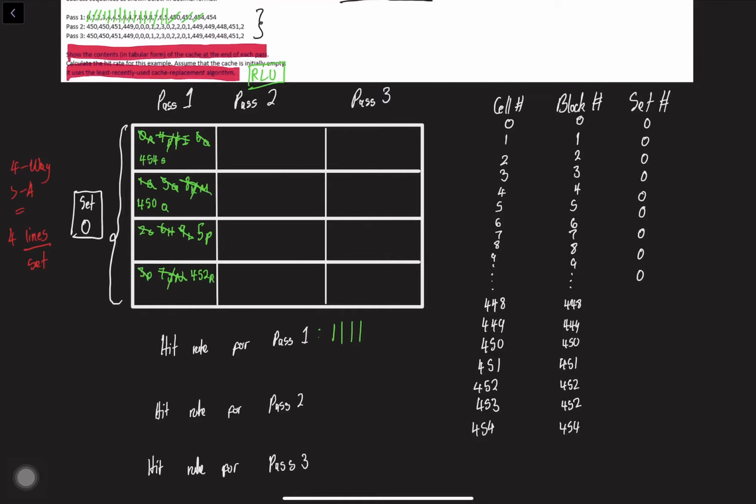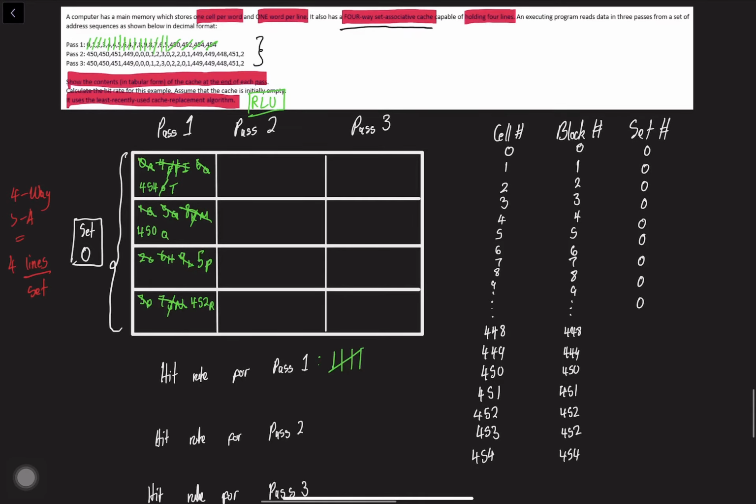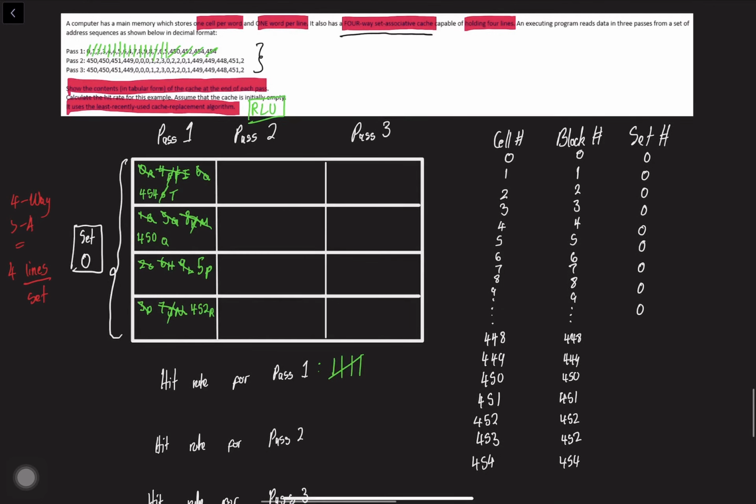The next one we have is 554, which has a hit. So we give that another hit, and that becomes a T. Okay. And we have done the first pass, and we have our pass 1 having 5 hits.